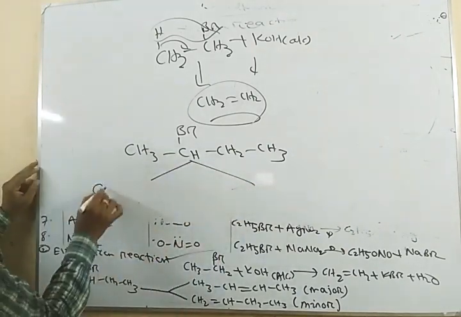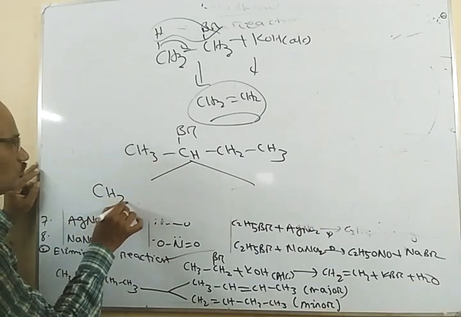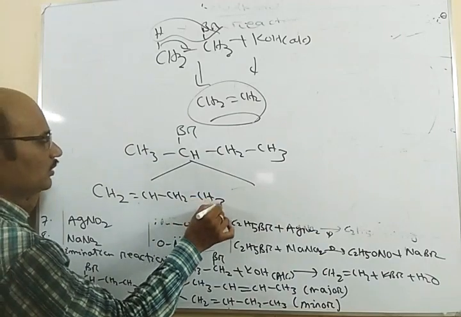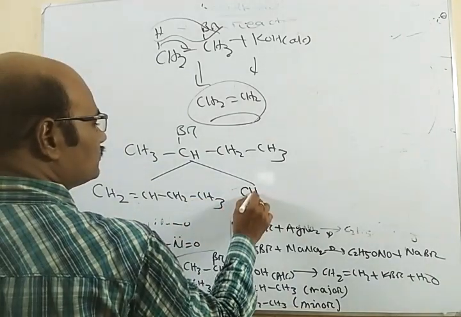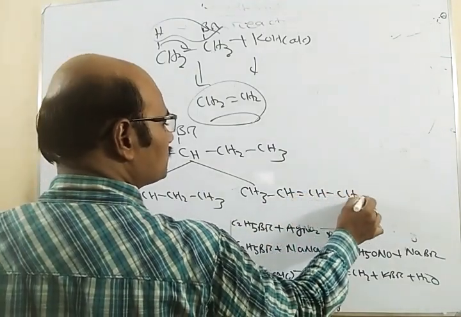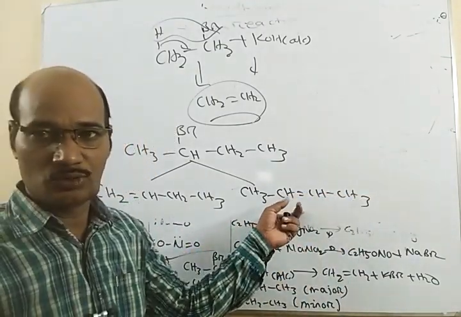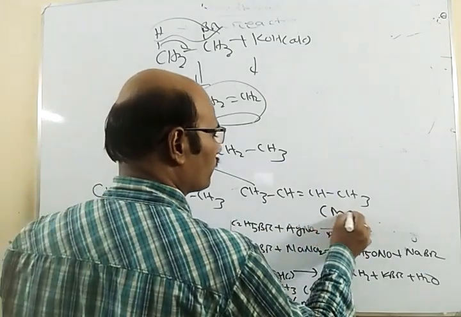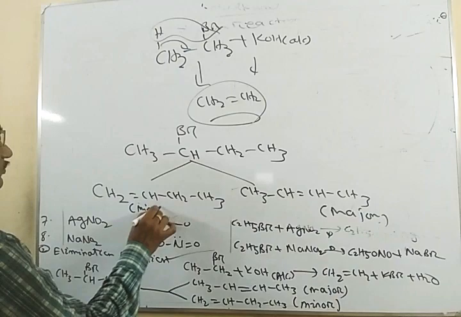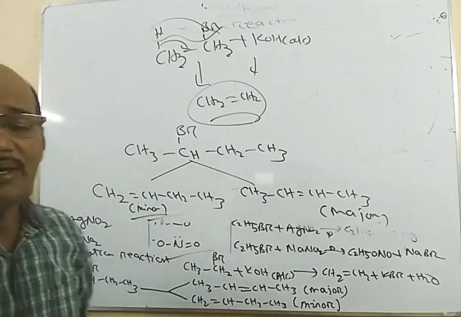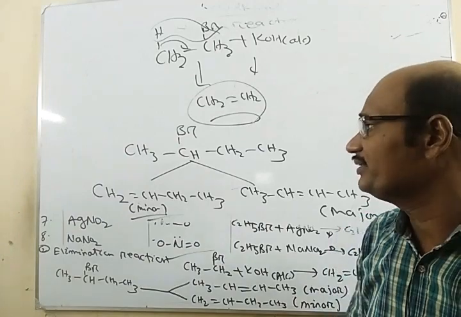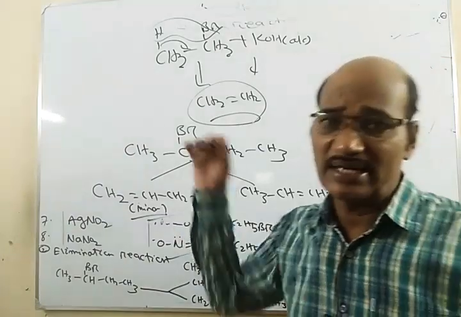So you see, I can write CH3-CH=CH-CH3, or I can write CH2=CH-CH2-CH3. This is called your Saytzeff product, your major. This is your minor. And this is called beta elimination. We are eliminating the hydrogen from the beta carbon.